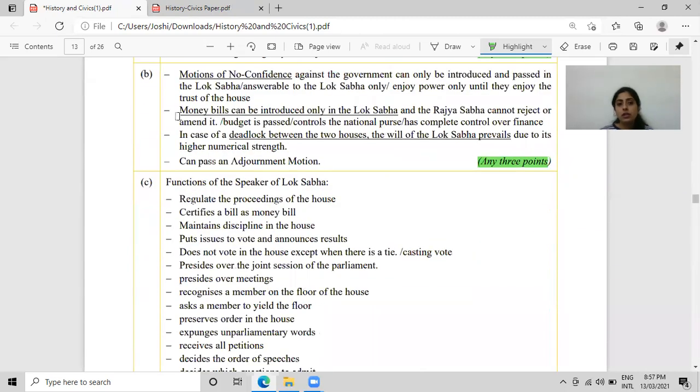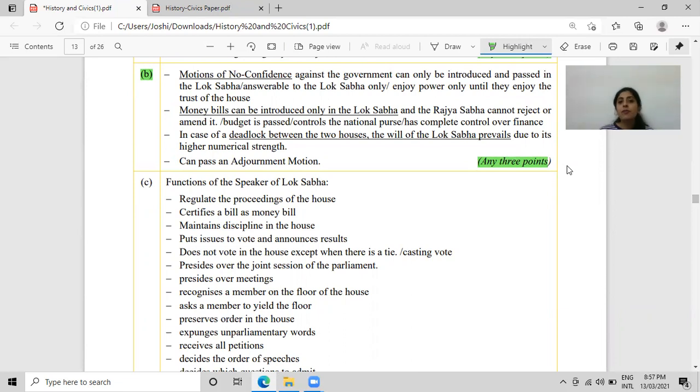So here is the answer to question B. We need to mention any 3 exclusive powers. क्योंकि ये 3 points का है, ये 3 marks का question है. So here they have clearly mentioned that make sure to give the details of 3 exclusive powers.